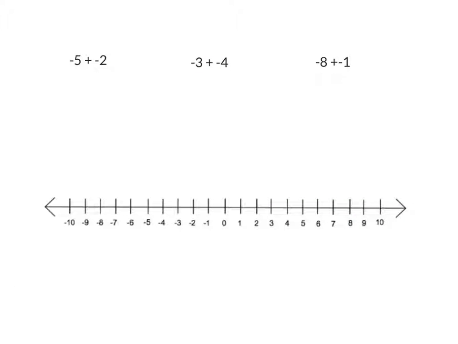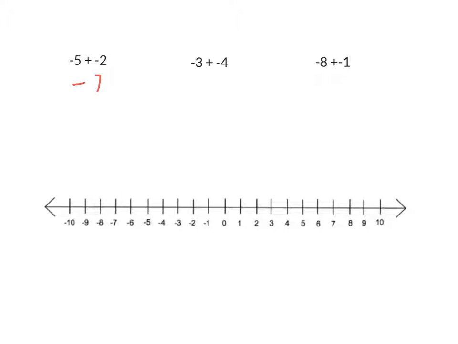Now we'll come up with rules to add integers. In this set of problems, I'm going to add addends that are both negative. So I'm going to graph each set of these so we can figure out what the sum is, and I'll start at 0 for the first one, and I'll go to the left to -5, and then from -5 I'll go 2 more to the left, and I end up at -7. So -5 plus -2 is -7.